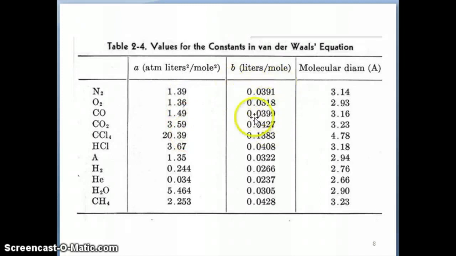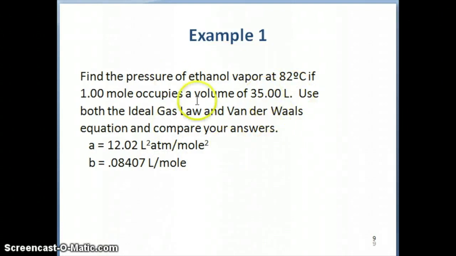Also, of course, the larger the molar mass, usually you tend to get larger size as well. So I'm going to work through an example of calculating pressure in this case using the ideal gas and the van der Waals equation. The problem asks us to calculate the pressure of ethanol at 82 degrees Celsius if you have 1 mole and it occupies 35 liters. And it's asking you to calculate it both ways, using the ideal gas equation and van der Waals equation, and compare your answers, because remember that we want to see if there is a big deviation when we're using one equation versus the other one.